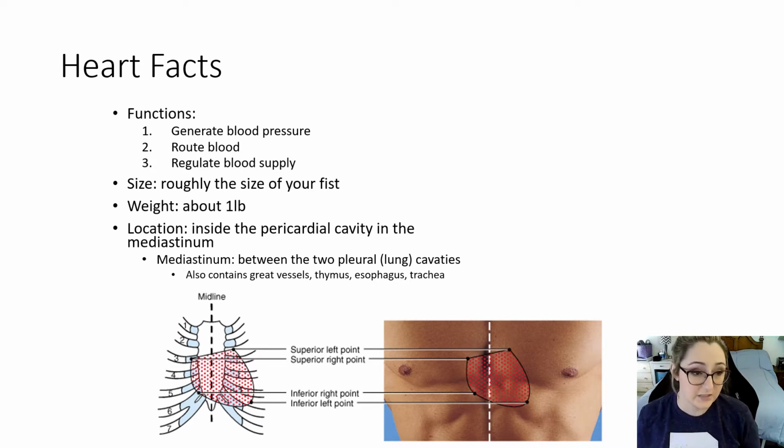And again, we talked about the location there, but it is going to be inside something called the pericardial sac. This is going to be a little bag, if you will, that's going to surround your heart. And it's going to be located in a cavity called the mediastinum. So this is going to be a kind of subcavity within the thoracic cavity. Remember, the thoracic cavity is going to be within your chest. The mediastinum is just a special spot for your heart to go.